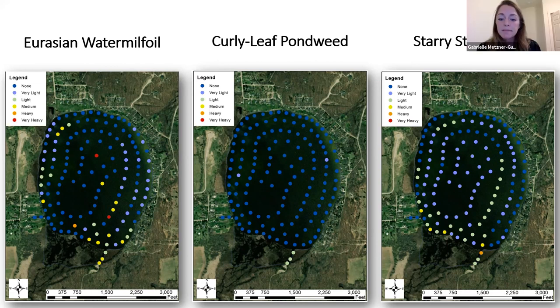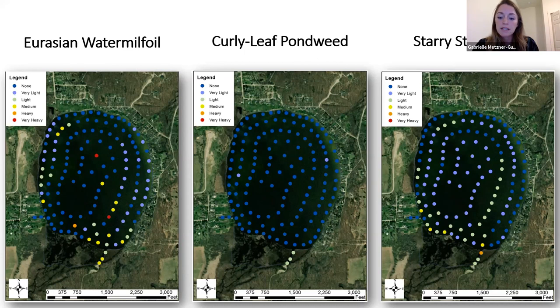Yeah, that's a really good point. The other thing about starry is that it's really difficult to treat. You can hit it with algaecides, but if you look at that map, a lot of the dense areas are near shore. Now the state is restricting treatment of starry, at least from, I think, May to June. You can only do 25% of the shoreline.